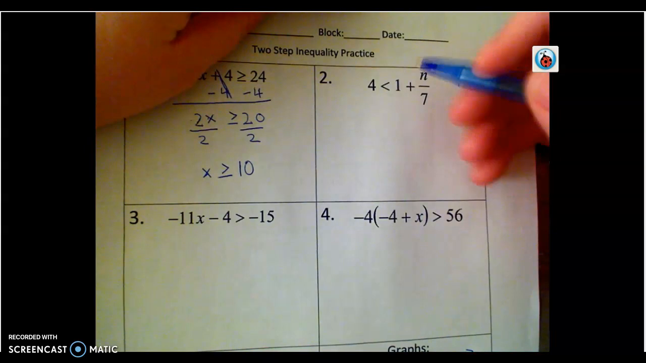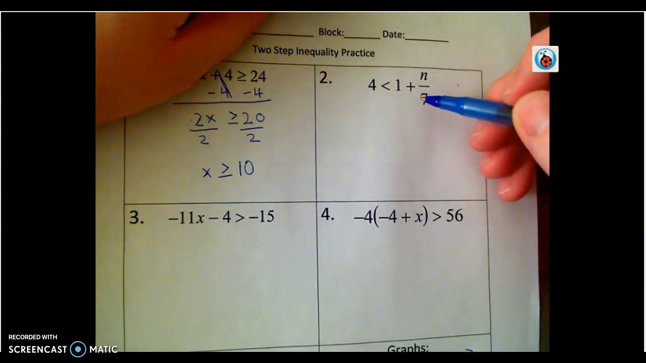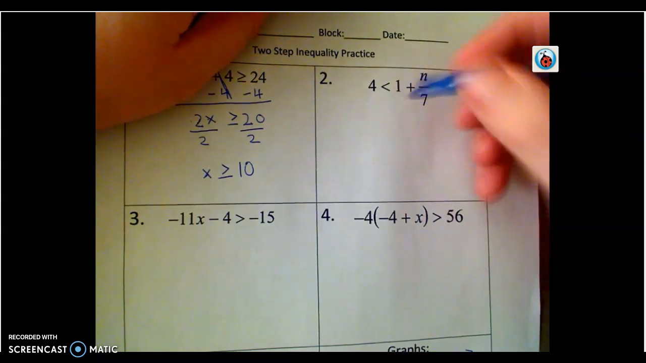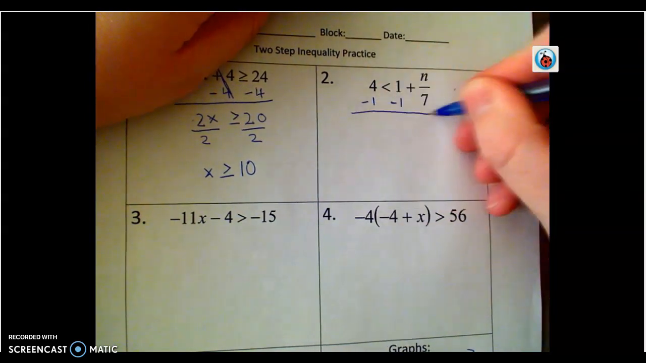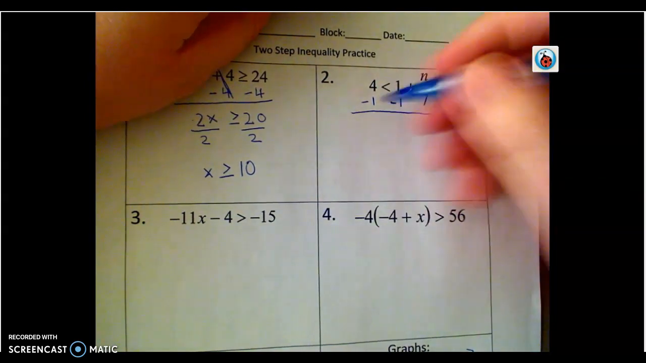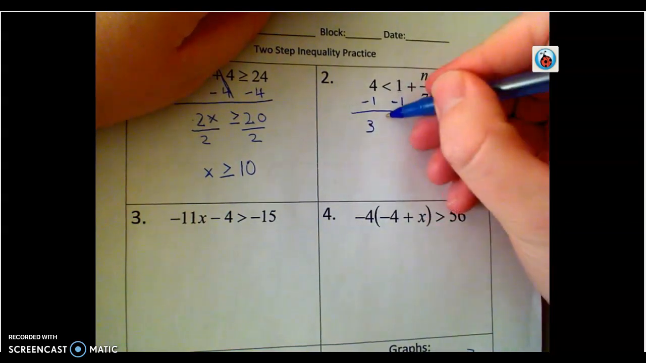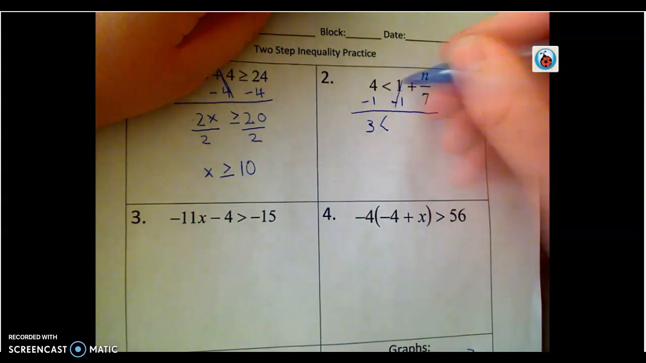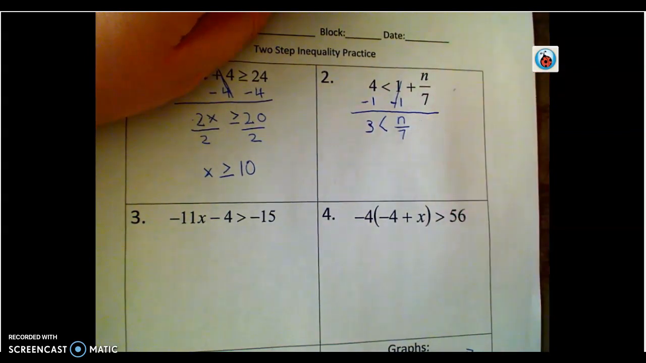So for number 2, we have 4 is less than 1 plus n divided by 7. The first thing we need to get rid of is this positive 1. To get rid of positive 1, we subtract 1 from both sides. 4 minus 1 becomes 3. Bring the less than sign down. 1 minus 1 cancels, and I'm left with n over 7.